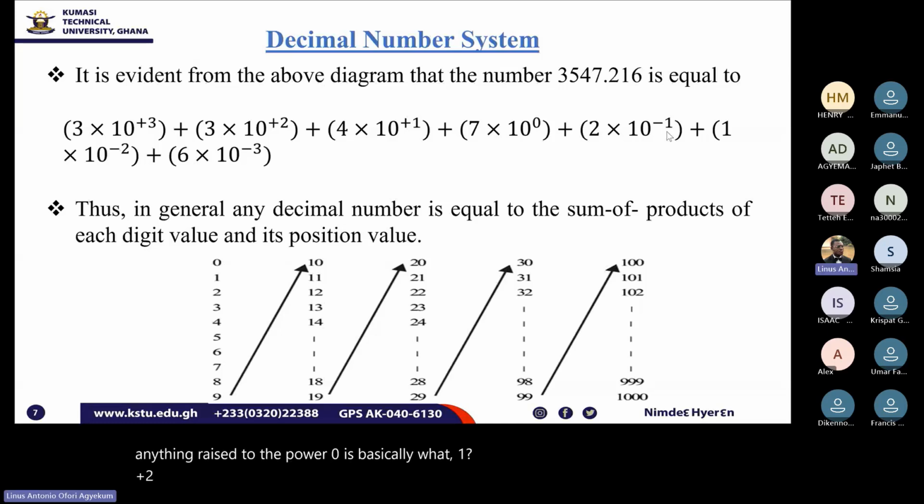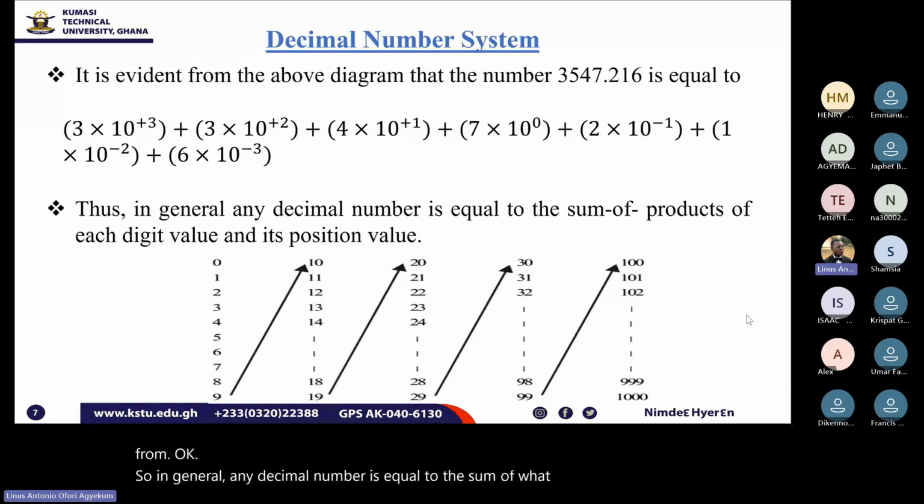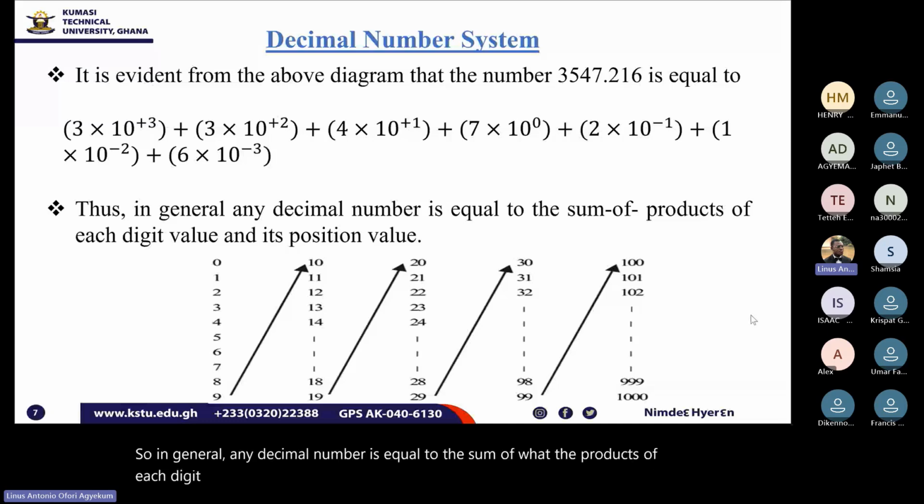So in general, any decimal number is equal to the sum of the products of each digit value and its position value. So kindly take note of that.